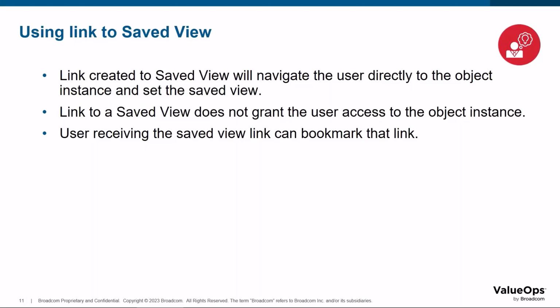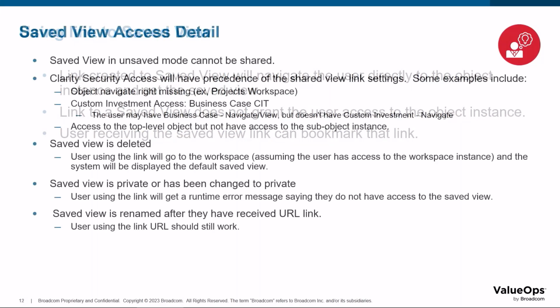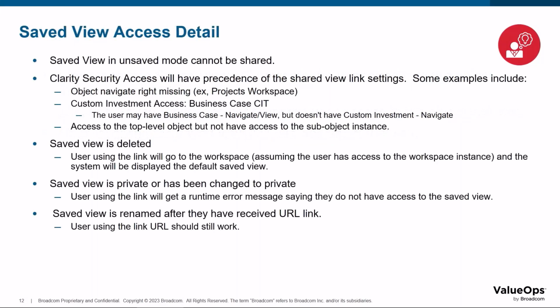This also means that the user themselves that is generating the saved view link could just bookmark it themselves, so that if they wanted to access that view directly, they can do so by accessing it via the bookmark. Some additional details to be aware of regarding the saved view. Again, the key point here is that just because the user can generate a saved view link does not mean that they can grant access.